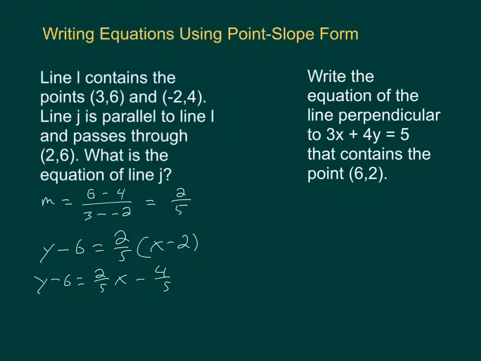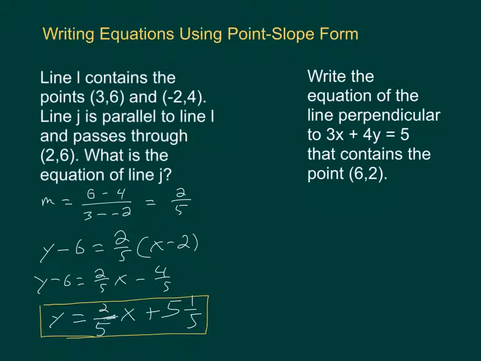Now I'm going to add 6 to each side. When I do that, I might want to make it an improper fraction, or I might want to just have it as a mixed number. In this case, I think it's going to be easiest to just do 6 minus 4/5, which would be 5 1/5. And that's my equation right there: y equals 2/5 x plus 5 1/5. Certainly you could have 26/5 if you'd rather do that, but that'll work out just the same.